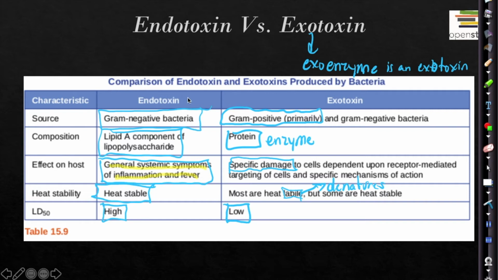Gram-negative bacteria typically express endotoxins, like we talked about, the LPS. That's the only one you guys need to know for this class. It's systemic symptoms of inflammation and fever. It's heat stable because it's part of the bacteria, and the LD50 is typically high, so it takes a lot of these guys to cause you to become sick. However, it can be systemic, and that can be very detrimental and lead to shock.